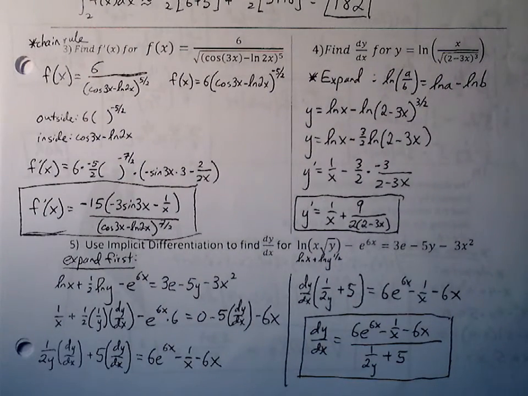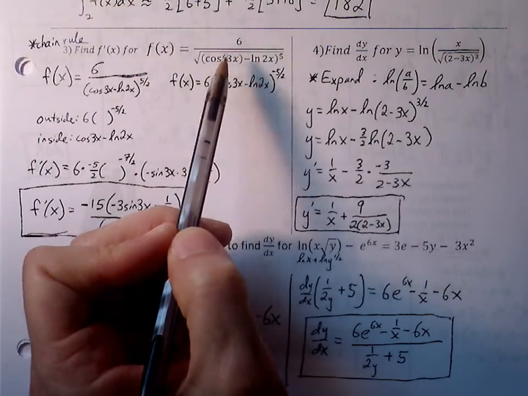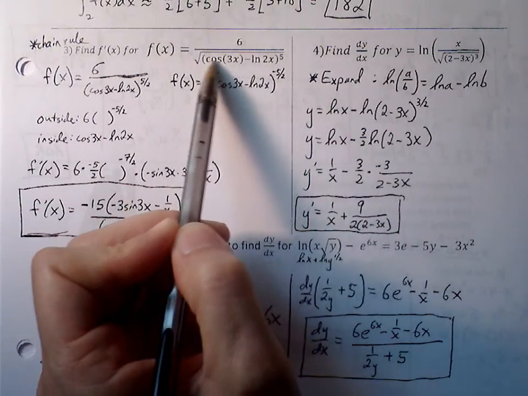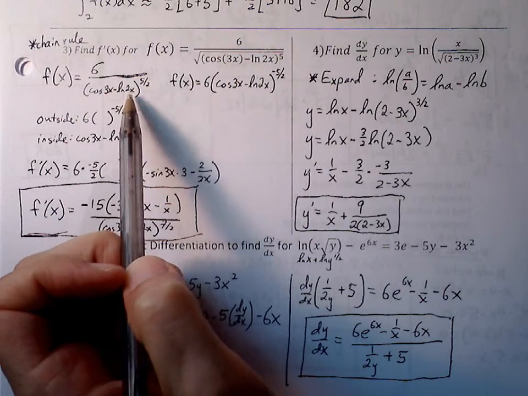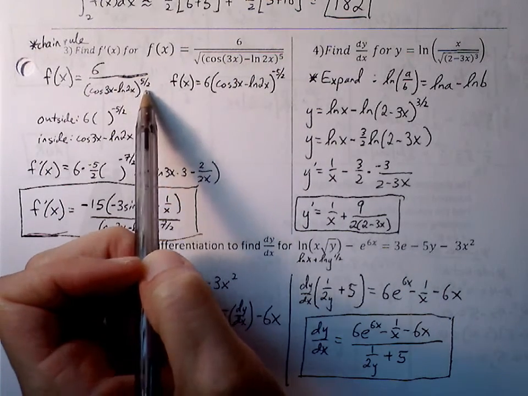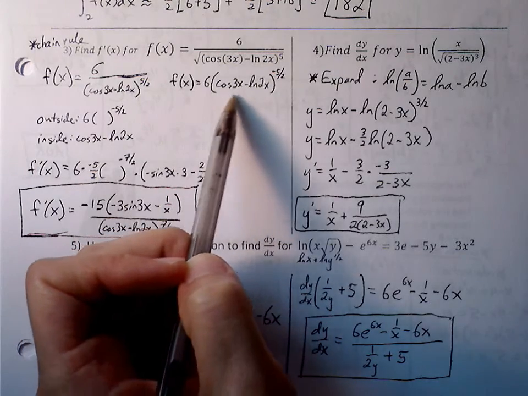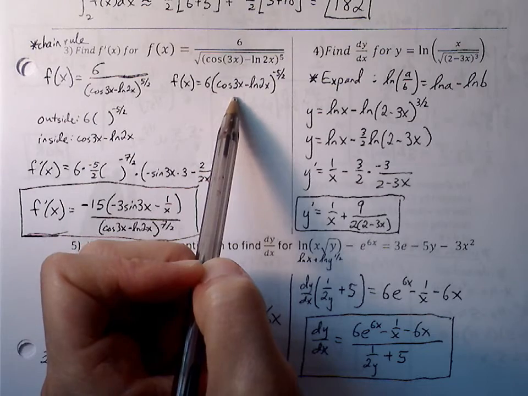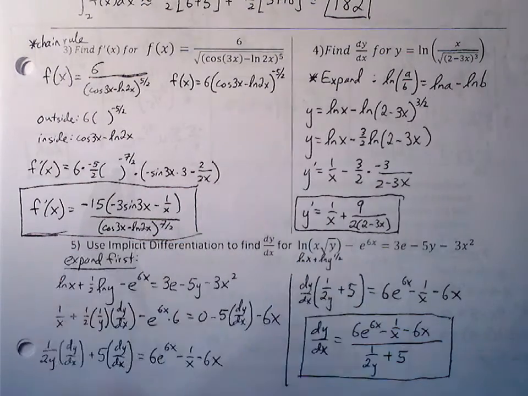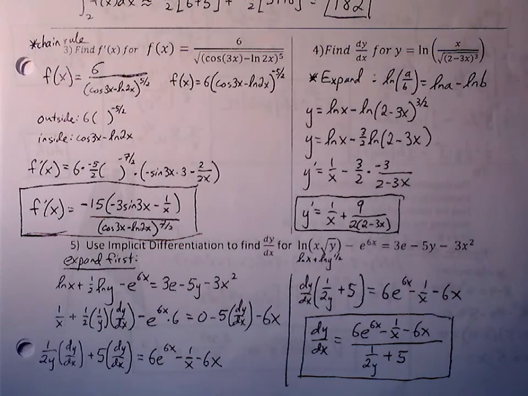Okay, moving on to number 3. Find f prime. Before we find f prime, we see there's a whole mess under the 6, so we want to rewrite it as parentheses raised to the 5 halves. Let's push it up to the top and recognize that we're eventually going to go through chain rule. With chain rule, we have to identify the outside portion and the inside portion and take turns with each of their derivatives separately.